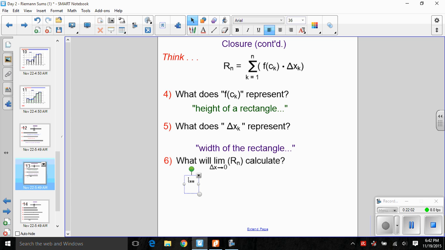And that's time for all caps, comma, baby. That'll generate the exact area under the curve.